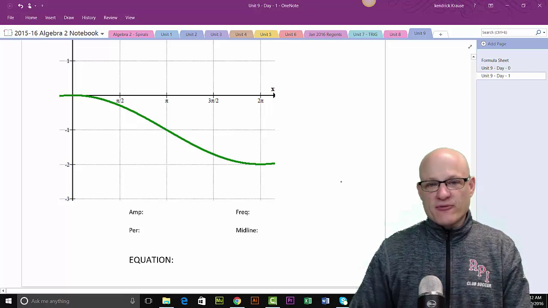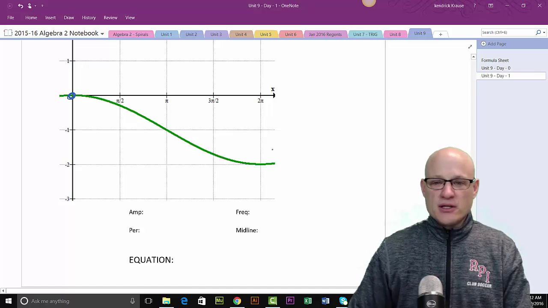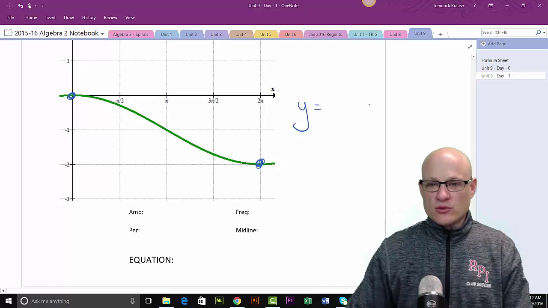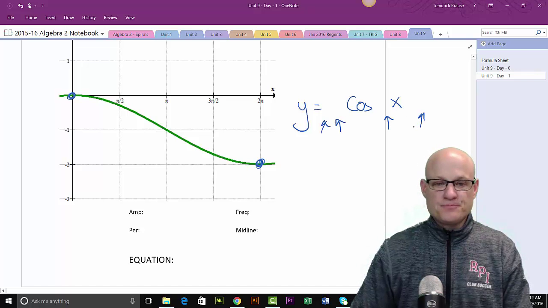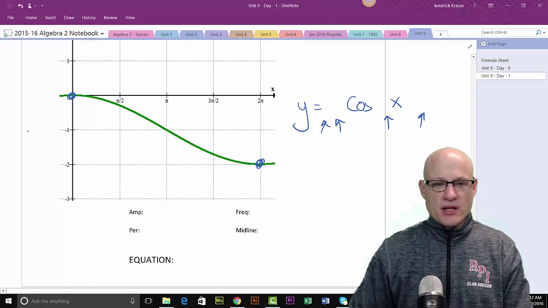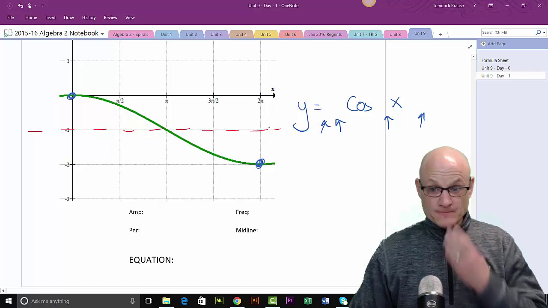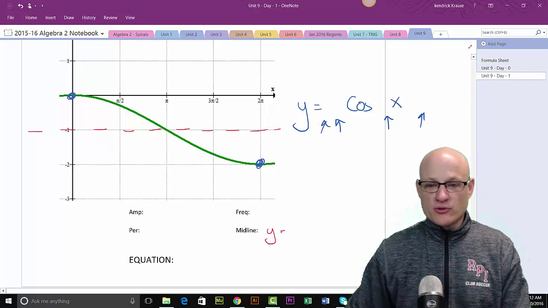Let's see. We first have to find, let's see, this is a maximum and this is a minimum. So I'm going to write y equals cosine x, and we've got to fill in the pieces. There's 2 to fill here, 1 here maybe, and 1 here maybe. Remember, the most important thing that you find is that midline. That midline is right here. Hope you've paused it and you're just coming back to watch me do this. So my midline is y equals negative 1.